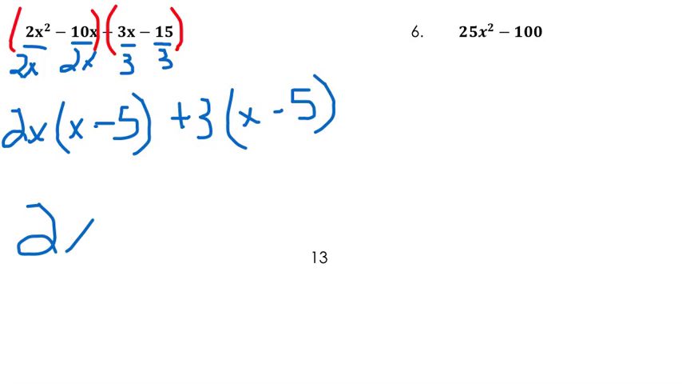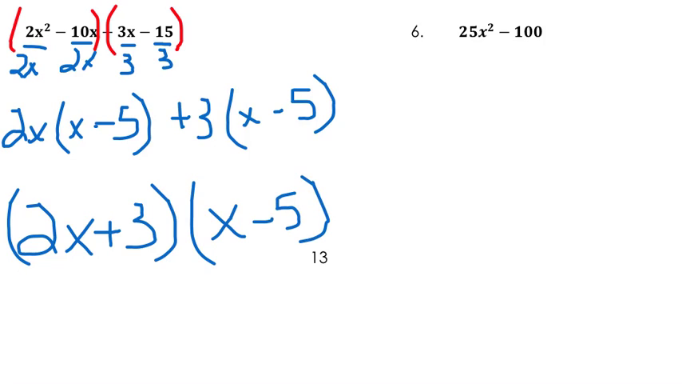So we could write our final answer. What's out front? We have the 2x plus 3. And then I have what's in common, my x minus 5. And that is my final answer.